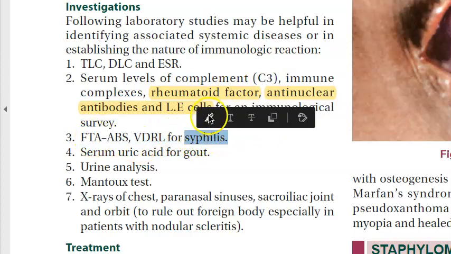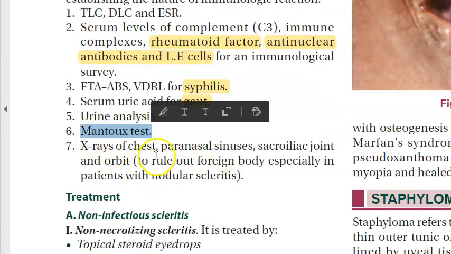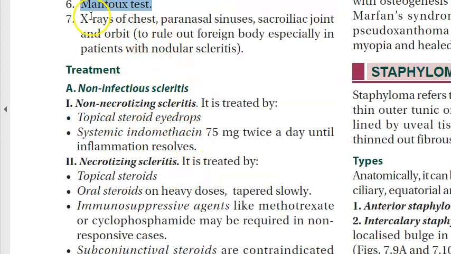Then they're checking for syphilis. They're checking this person for gout. They're doing urine analysis, Mantoux test to check for tuberculosis. Then X-ray of chest again for tuberculosis or to rule out foreign body, especially in people with nodular scleritis.